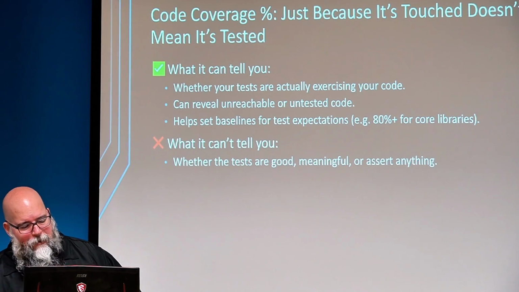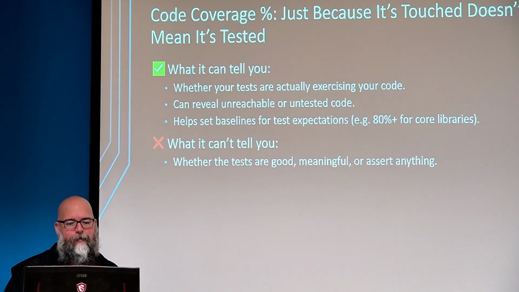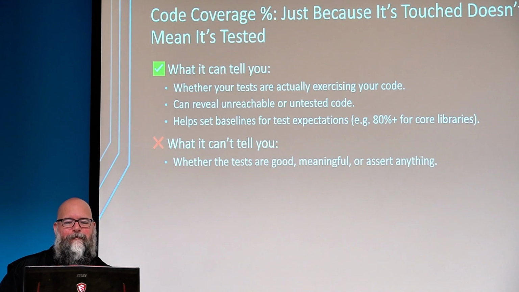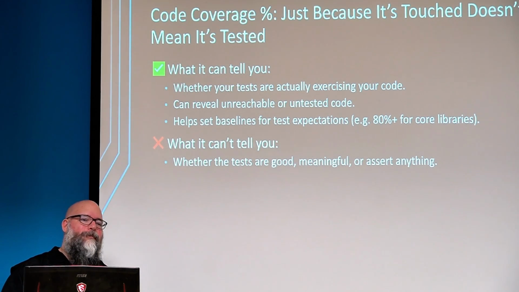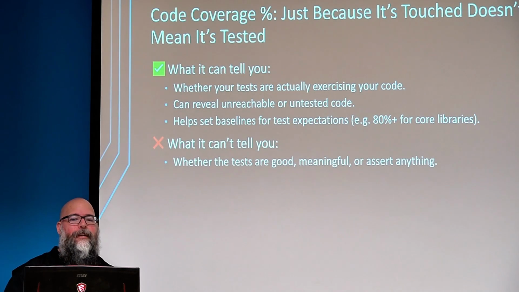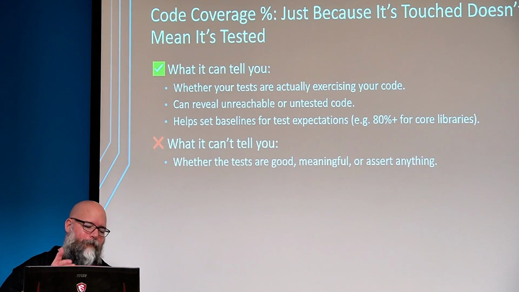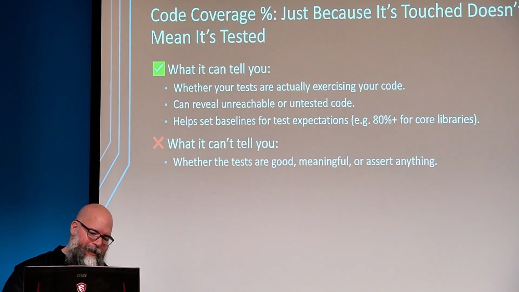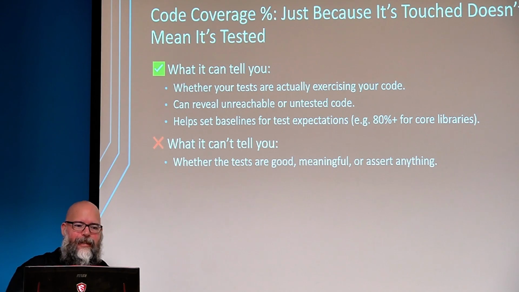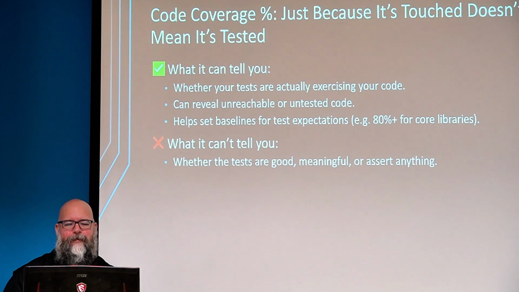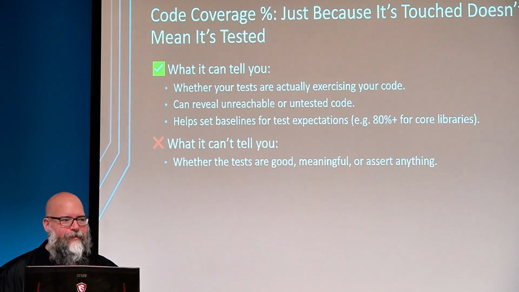What it's not going to tell you is whether the tests are good, meaningful, or asserting. So you can write a unit test and not include any asserts in it over a particular method, and as long as it runs over that method, it's going to say it's tested. But your unit test is useless if you're not asserting anything, right?